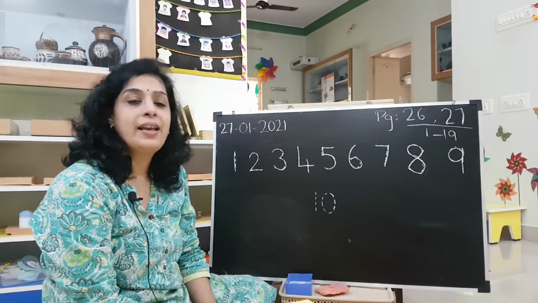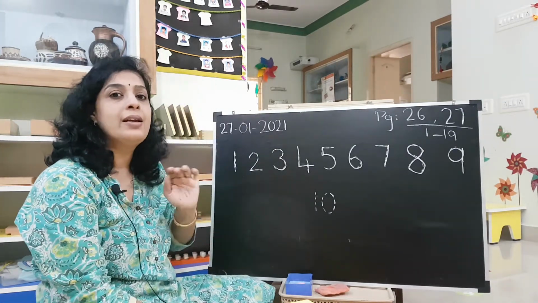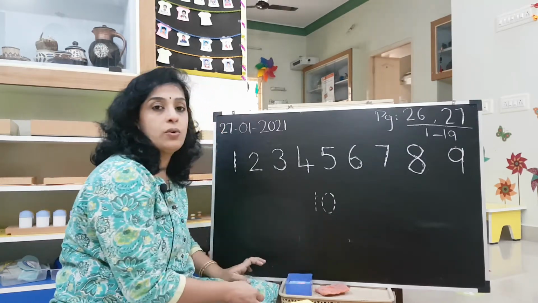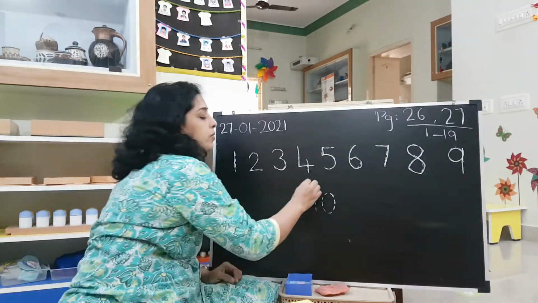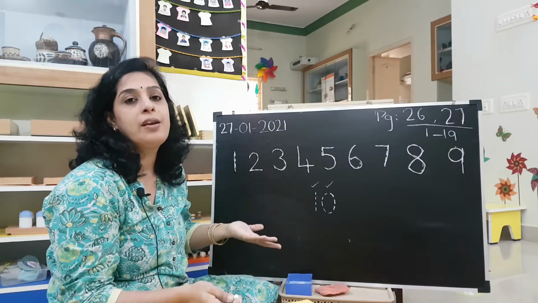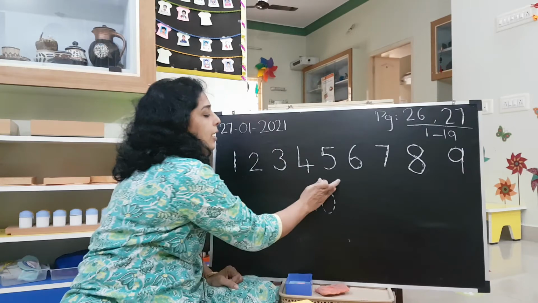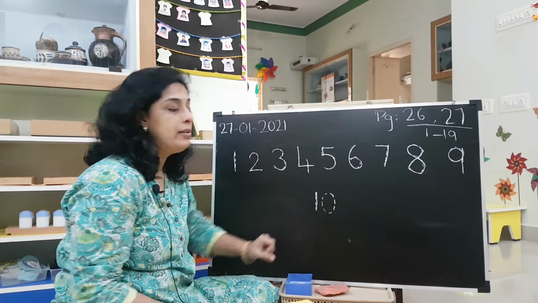10. Last week I introduced to you number 10. And how is 10 written? In 10 there are two numbers. There is a 1 and a 0. They have to be together. They are friends. There are two numbers. One number here and the other number is here. They have to be together. Then only it will become a 10. So when I say 10, write it together. And how will you write? 1 and then a 0.